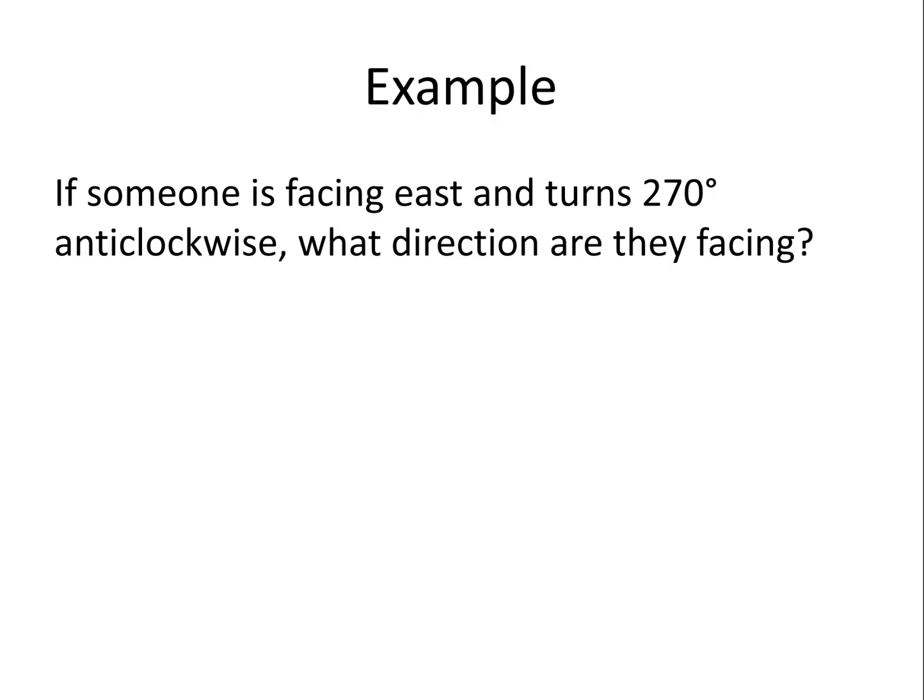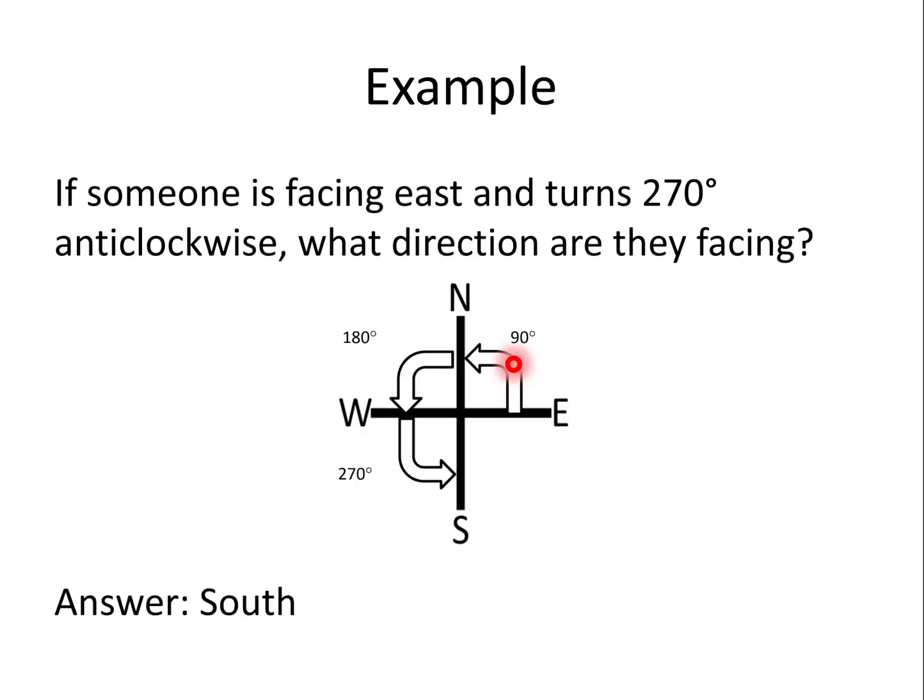If someone is facing east and turns 270 degrees anti-clockwise, what direction are they facing? Well, this is east and we're going in the opposite direction to a clock because anti-clockwise we're going around this way. So that's 90, 180, 270, they'll be facing south. You'll notice that that's the same as actually 90 degrees clockwise, because the difference between clockwise and anti-clockwise will be 360 degrees minus the 270.